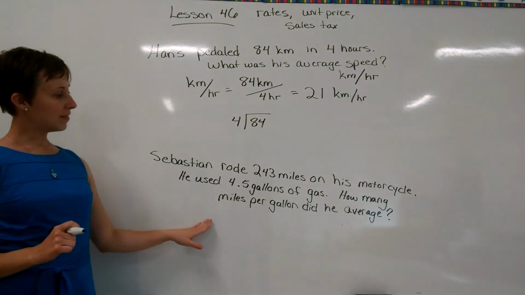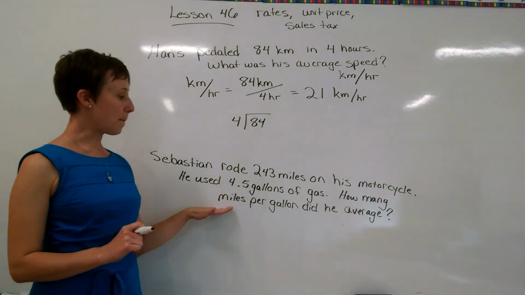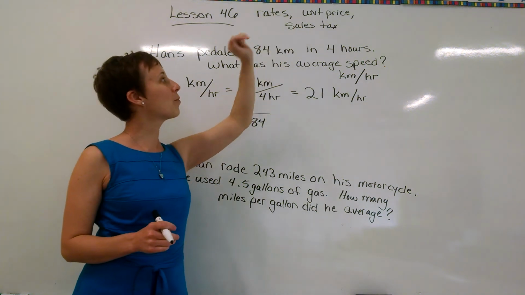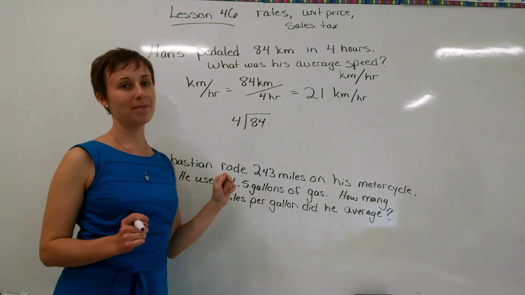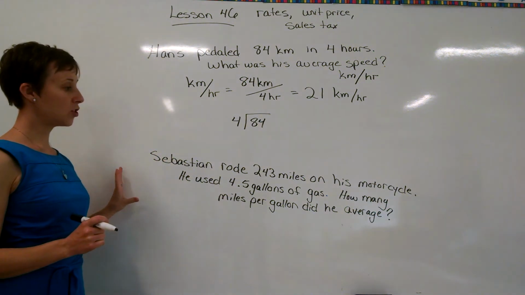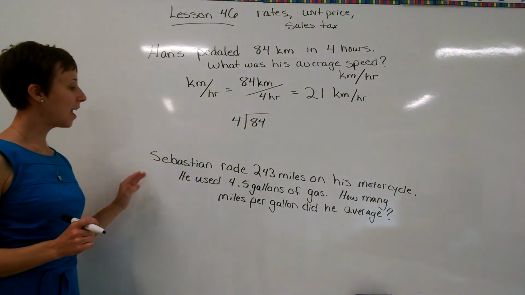This problem doesn't ask for speed, it asks for miles per gallon, but we're going to do it exactly the same way as our unit price and as our first rate problem. Let's look at it together. Use the pause button if you need to make sure that you have it on your paper.